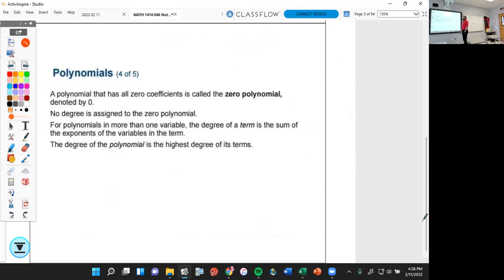So a polynomial that has all 0 coefficients is called a 0 polynomial, and it's just simply the number 0. So obviously, if we have nothing but 0, you won't see any x to the 4th, the 3rd, or whatever, because the coefficient in front of all of those is in fact 0. The number 0 does not have a degree. If a polynomial has more than one variable, the degree of a term is the sum of the exponents of the variables in the term. The degree of a polynomial is the highest degree of its terms.